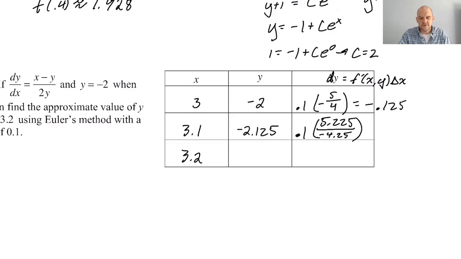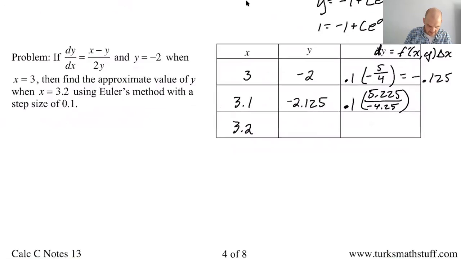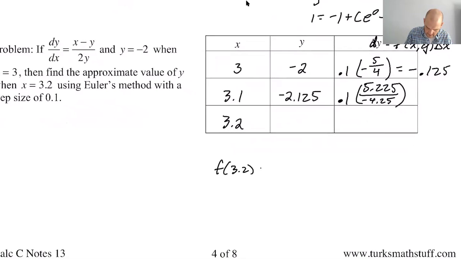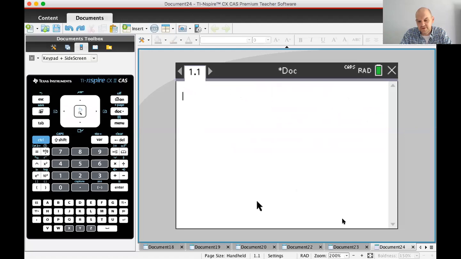Okay, so I'm going to switch to the calculator, but I basically have my approximation. The answer I'm going to use is going to be this plus this. And then I'll say f of 3.2 is approximately that. So f of 3.2 is going to be approximately whatever we get. So let's go to the calculator. I'll check it and also get the value.